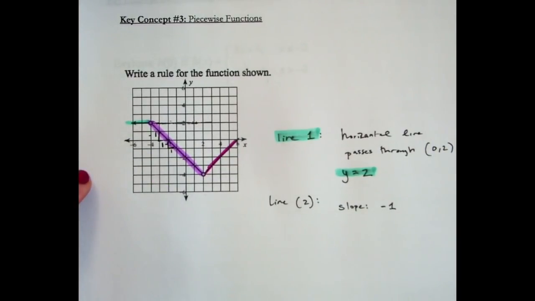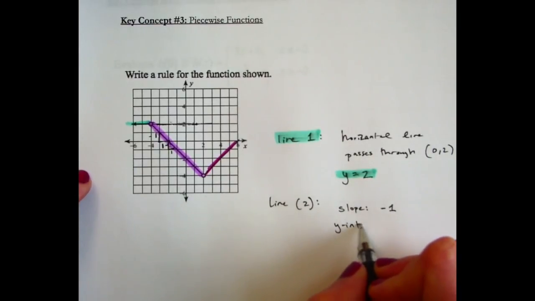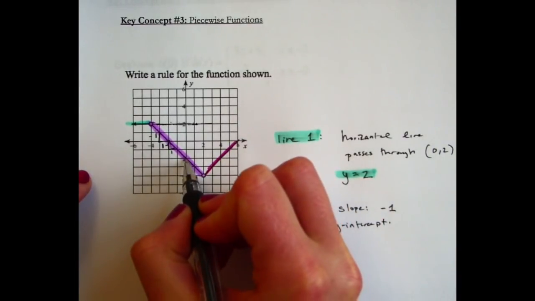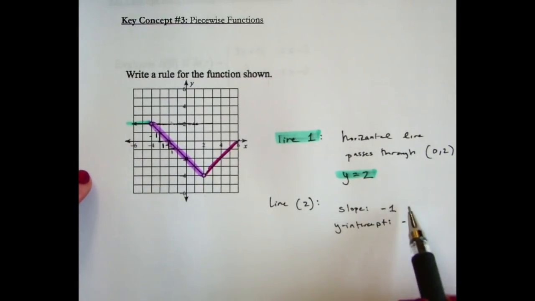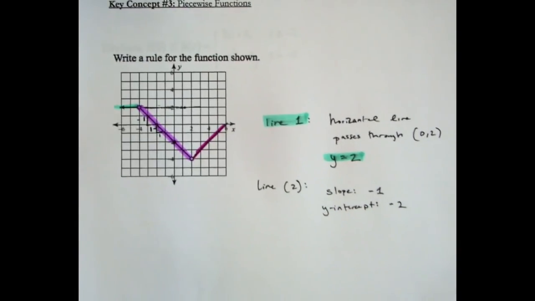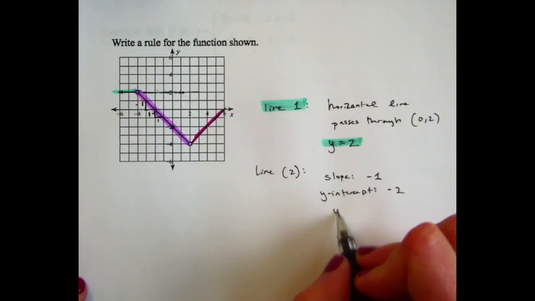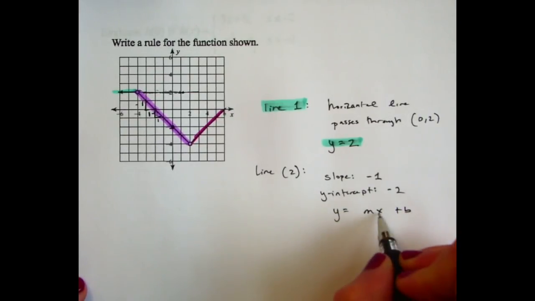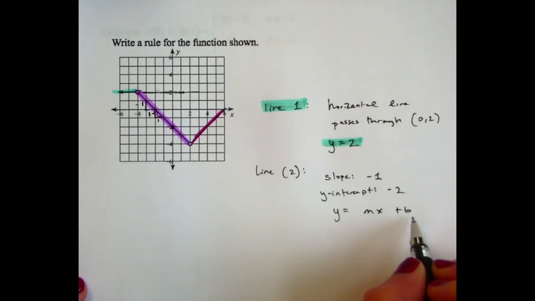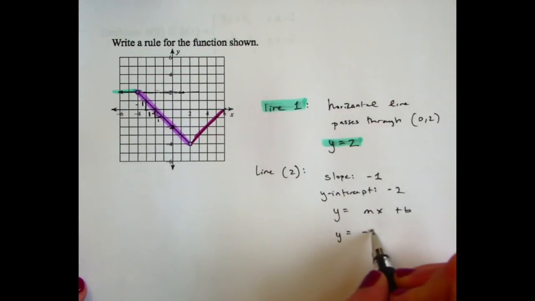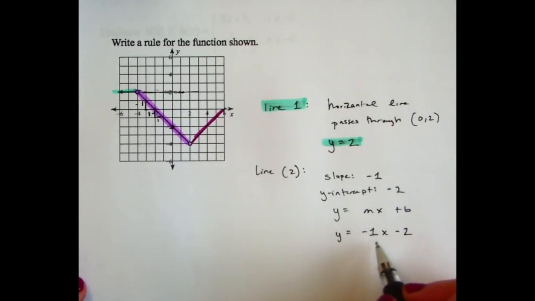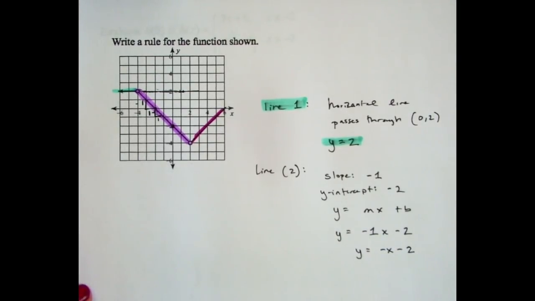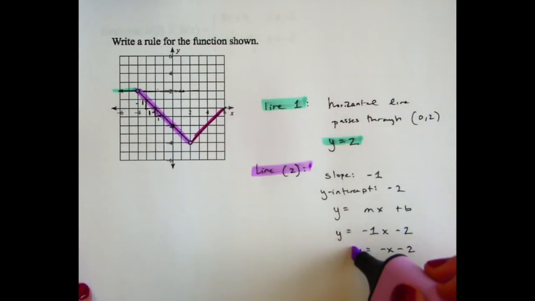The y-intercept of this function looks like it crosses the y-axis at negative 2. So what's the equation for a linear function with a slope of negative 1 and a y-intercept of negative 2? I'm going to plug it into y equals mx plus b, where m is slope and b is y-intercept, and I'm going to get y equals negative 1x minus 2. In math, we don't normally write negative 1x, we would just say negative x minus 2. And that is our equation for our second line.